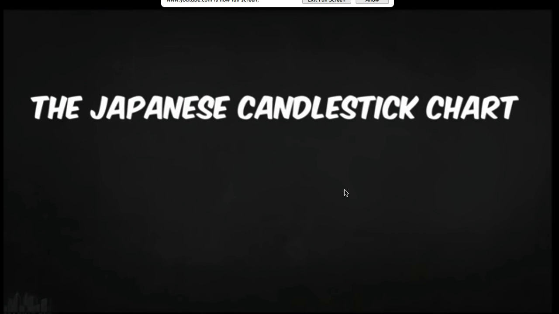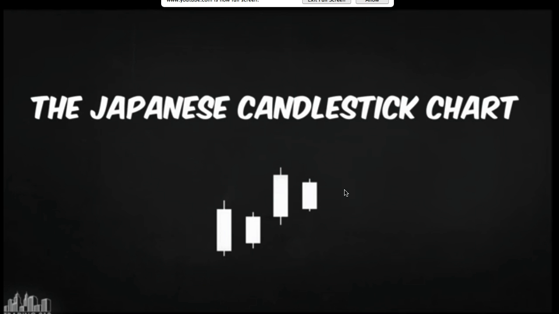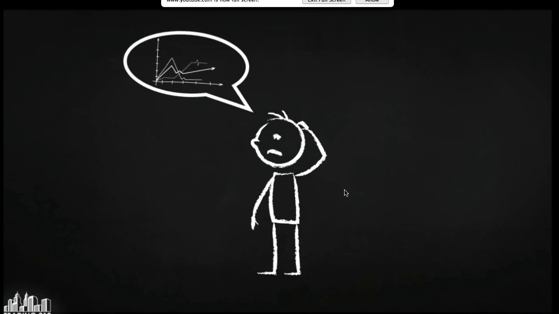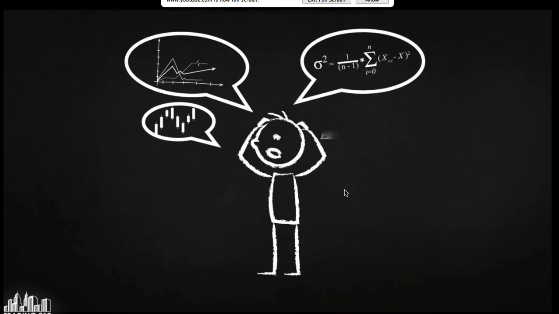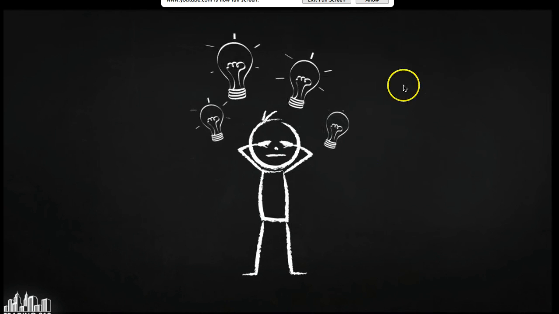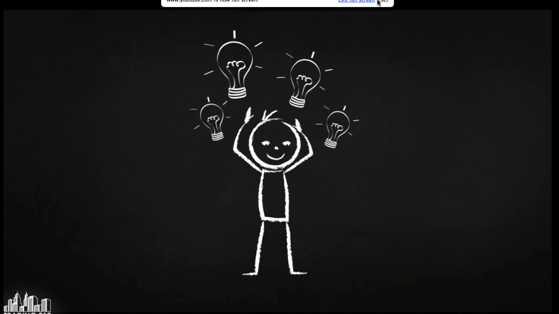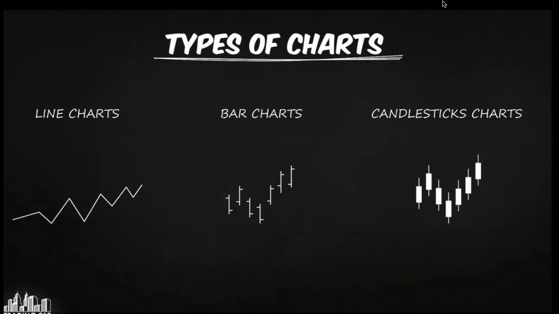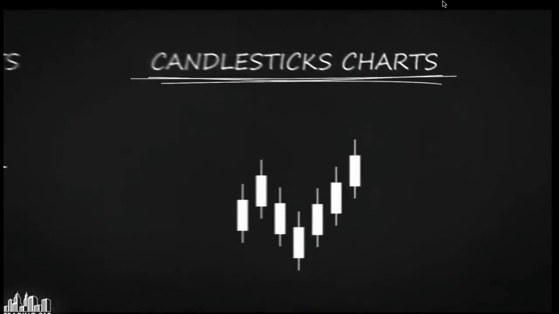The Japanese candlestick chart. Get to know the main chart patterns. You probably think that financial analysis is complicated, but it actually comes down to 2 simple things: reading charts and reading news. There are many types of charts, but Japanese candlestick, or simply candlestick, are the most popular ones.